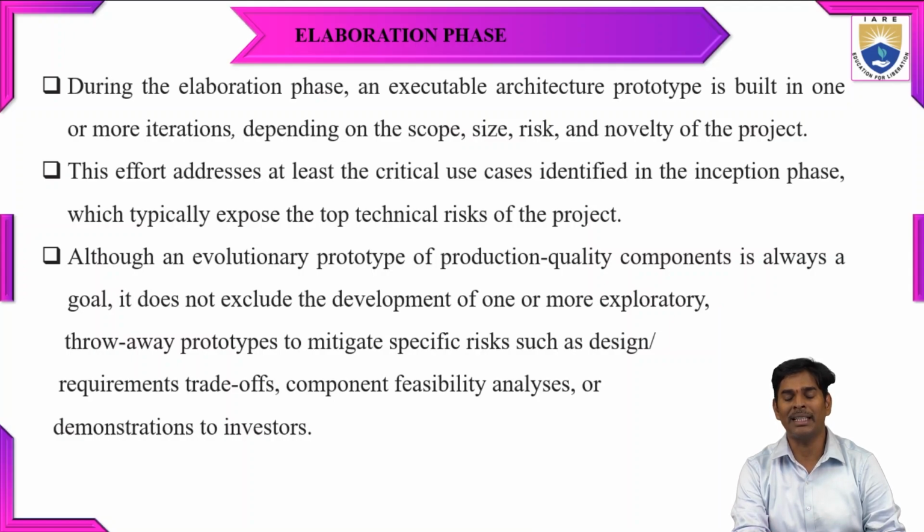And they need to address at least one critical use case. Why? They need to check the main possibilities, considering the risk here. So at least the critical use case identified in the inception phase. They need to check what the most technical risks will be during the elaboration phase. And also they need to concentrate on the evolutionary prototype of production quality. So this component has to be implemented for developing the software project here.